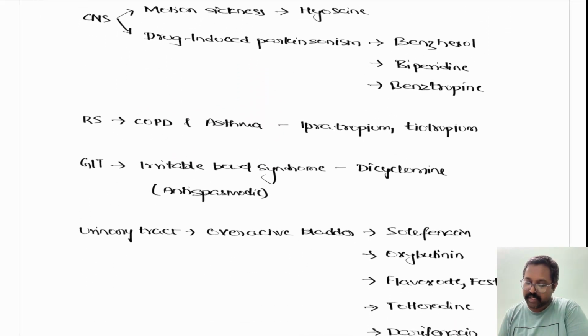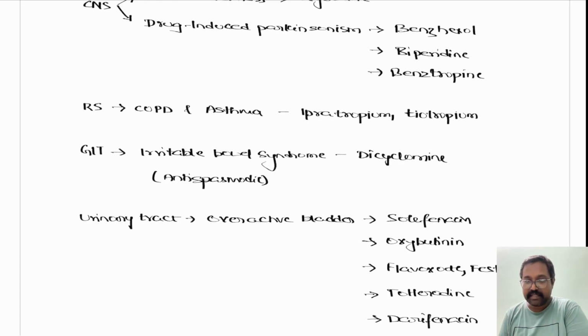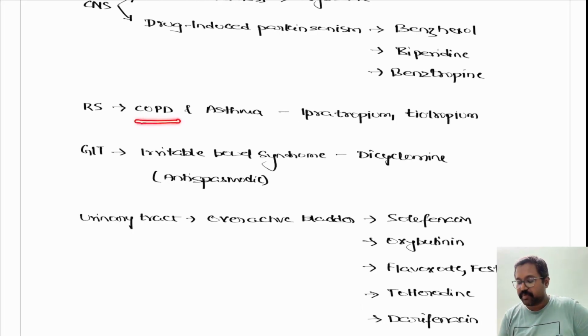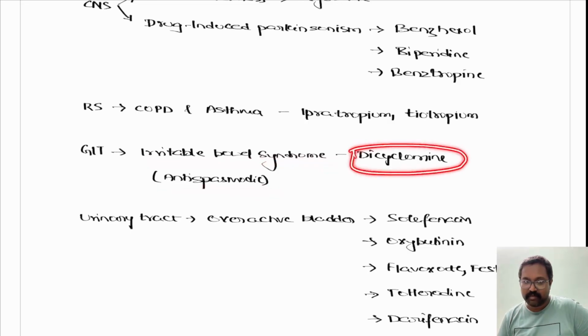Coming to the respiratory system, muscarinic antagonists or derivatives can be used in the treatment of COPD and asthma. Examples are ipratropium bromide and tiotropium bromide. GI related uses: they are used for treating abdominal pain related to irritable bowel syndrome, acting as antispasmodic agents. An example is dicyclomine.